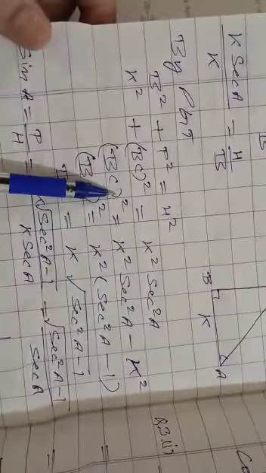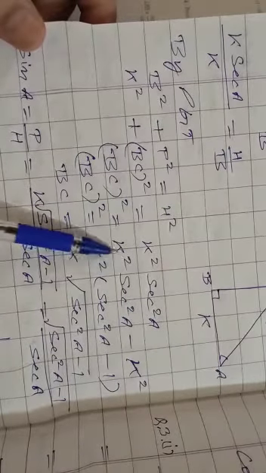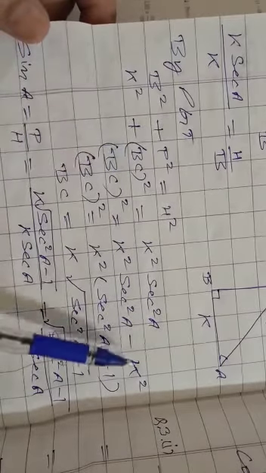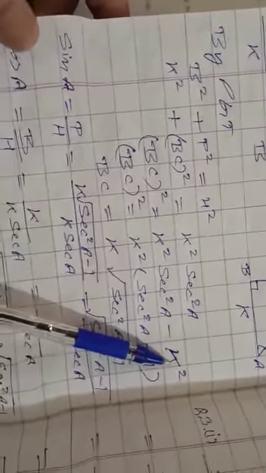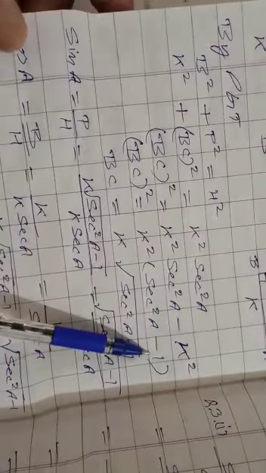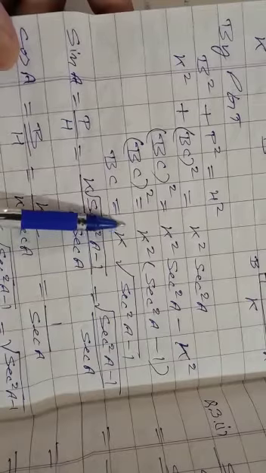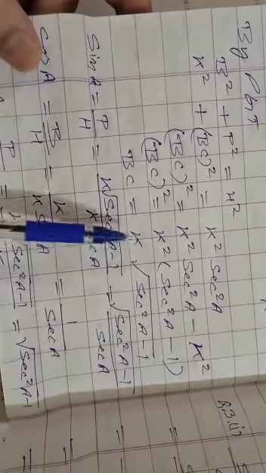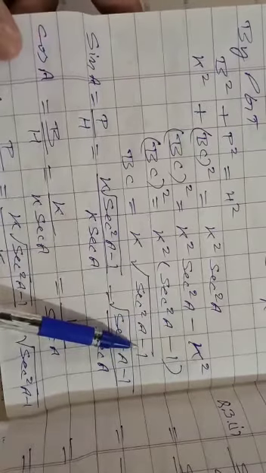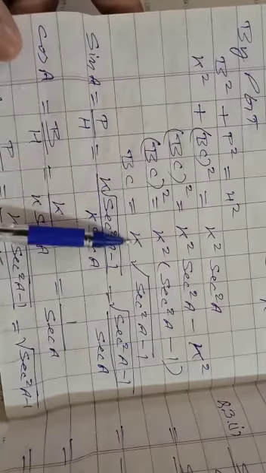Now, BC square is equal to K square sec square A minus K square. Transposing K square to the right side, the sign changes, that is minus K square. Take K square common, we get sec square A minus 1. BC equal to root of K square, which is K, and root of sec square A minus 1. BC equal to K root of sec square A minus 1.